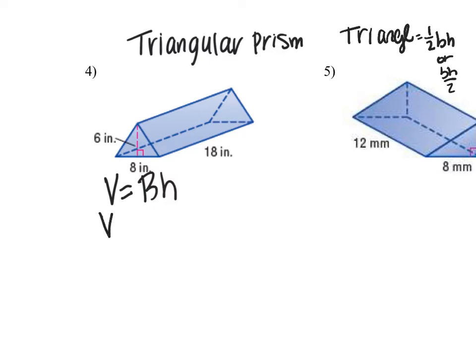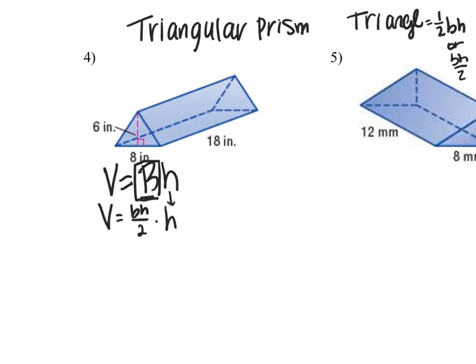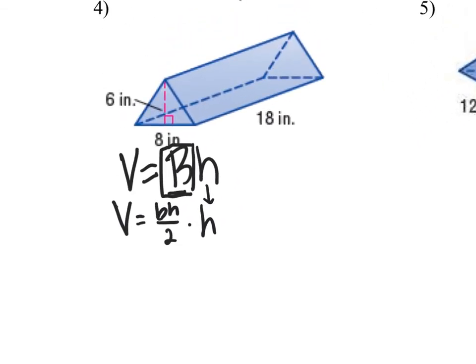So right here, for the big B, yesterday we inserted base times height. Today we're going to insert base times height divided by 2. And then we still just drop down our H. Looking at our triangle here, we have a base right here, usually the bottom of the triangle. That's giving us 8. We have a height of the triangle, this one right here, and that is 6. We're going to divide that by 2.